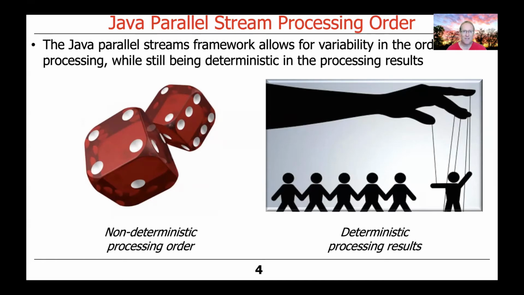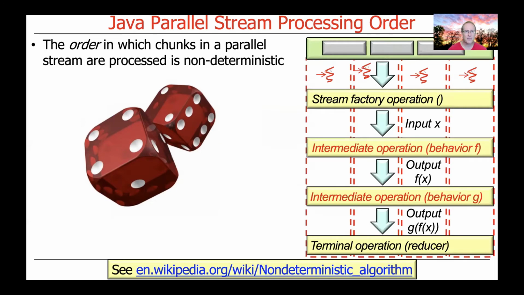However, interestingly enough, you, the programmer, still have control over the order in which the results come back to you. So the processing order is non-deterministic, but the results of that processing can be deterministic. And that may seem a little bit weird at first, but when we talk about it, it'll make more sense.